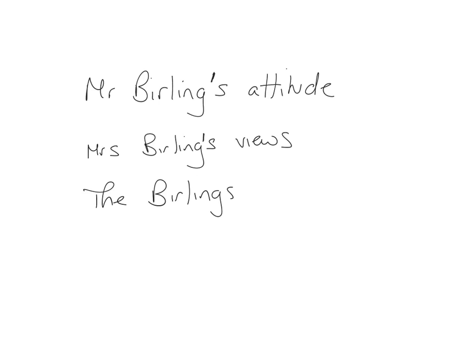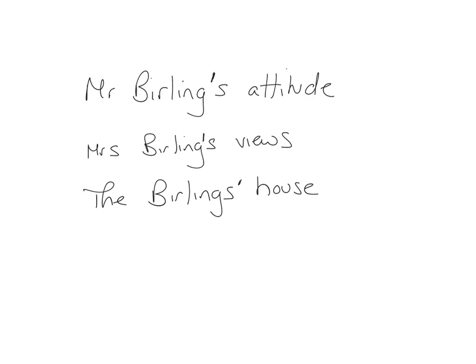Likewise, if Mrs. Birling is owning something, you say Mrs. Birling's views. It's the views of Mrs. Birling, so you'd put the apostrophe after the G. If you talk about the Birlings' house, you're actually talking about more than one Birling doing the owning, because it's the house of the Birlings, which means that the apostrophe goes after the S.